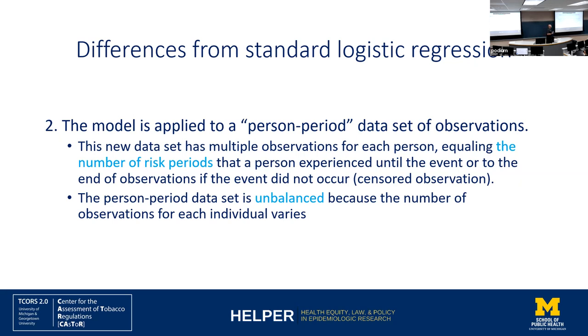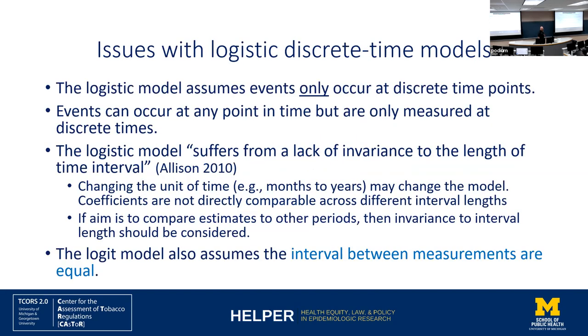And so really the difficult part of this is just reshaping the data. I'm going to show you how to do that with some of the code. The person-period data set is unbalanced because the number of observations for each individual varies. Individuals who have complete observations and didn't experience the event, well, in our example, we'll have three waves of follow-up because we're using PATH waves 2, 3, and 4. People are dropped from the data set when they experience the first event, that's the way these are set up, or until they're right censored. And I'll show you practically what this looks like. But those are the main differences.